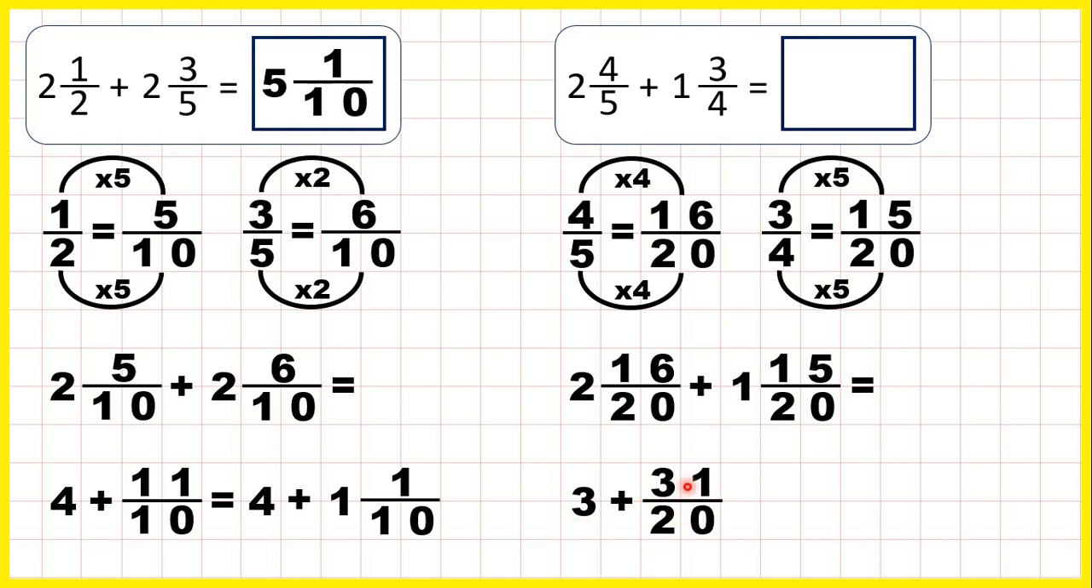So we need to change 31/20 to a mixed number. Instead of adding 3 plus 31/20, we can have 3 plus 1 11/20, because 31 divided by 20 is 1 remainder 11. So 3 plus 1 is 4, we still have our 11/20, so our answer is 4 11/20.